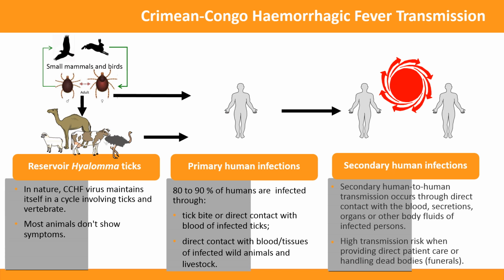The mode of transmission of CCHF is described in this picture, and you can see three parts. The reservoir and the natural cycle is between ticks and a lot of different vertebrates like birds, small mammals in the wild, and also from time to time domestic animals, such as ostriches, cattle, camels, or sheep. Then the ticks feed on the different animals and from time to time bite humans. So humans are primarily infected by tick bites, most of them.